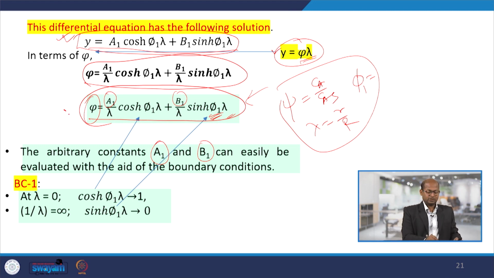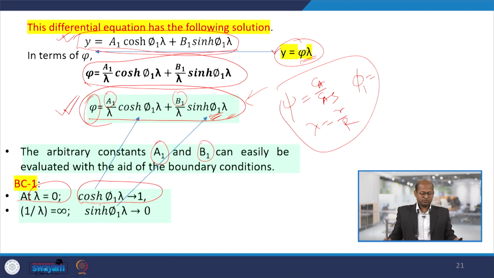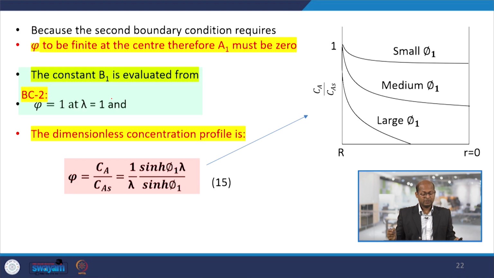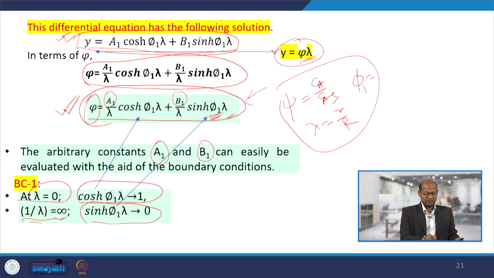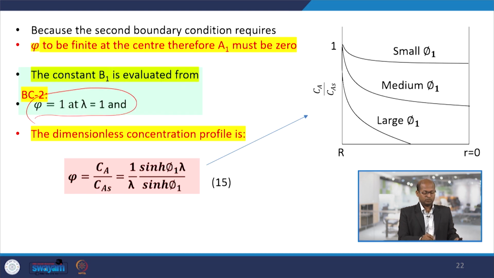Now we have to solve these equations using boundary conditions 1 and 2. Once lambda equals 0, cosh phi 1 lambda tends to 1, and when 1 by phi tends to infinity, this would be 0. Using that we can get a 1, and using the second boundary condition, psi equals 1 at lambda equals 1, we can get a 2. Once we solve the general equation with the help of boundary conditions, we can get psi equals Ca by Cas equals this.